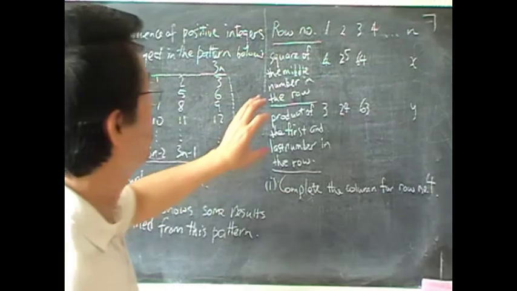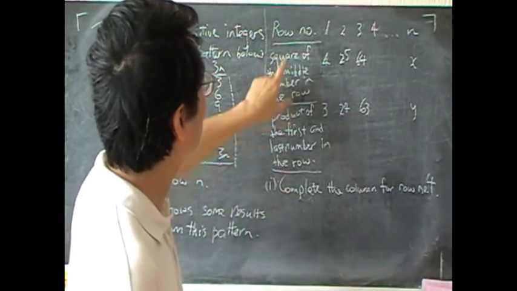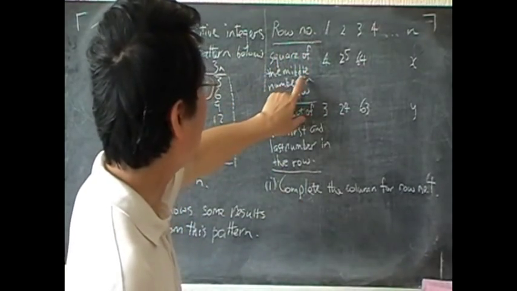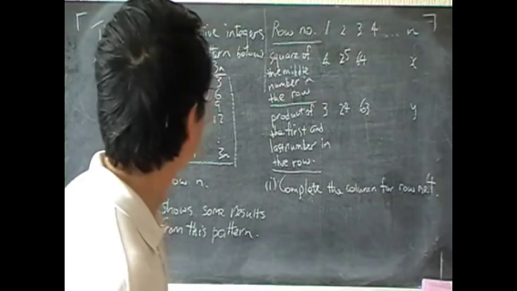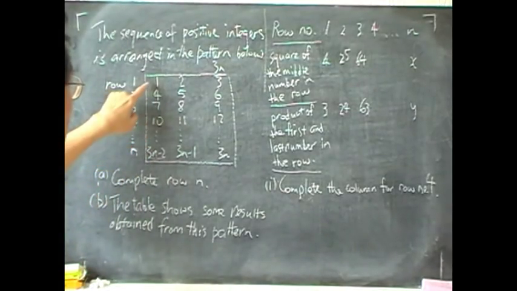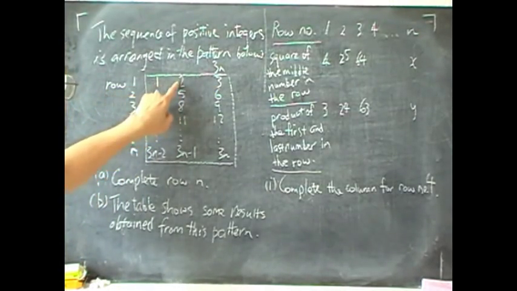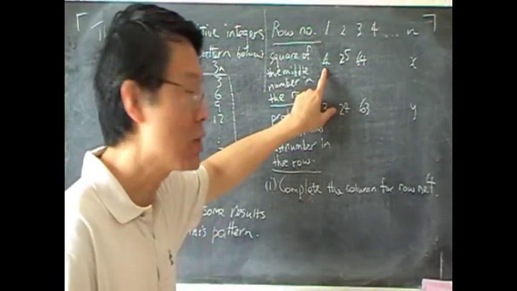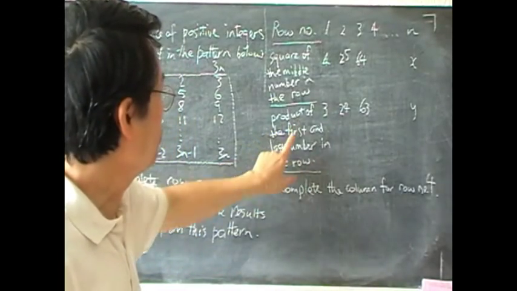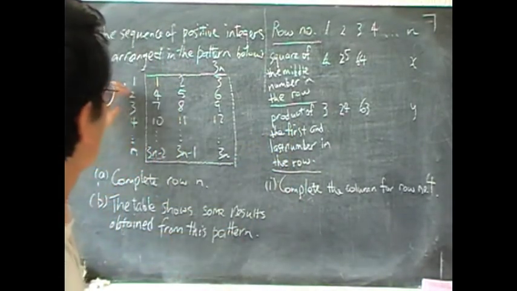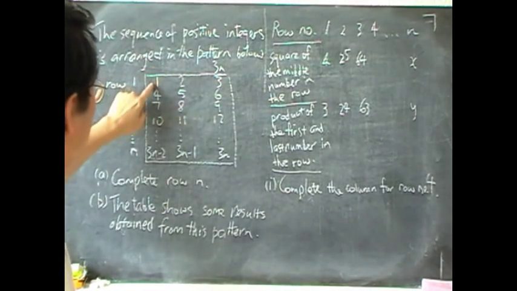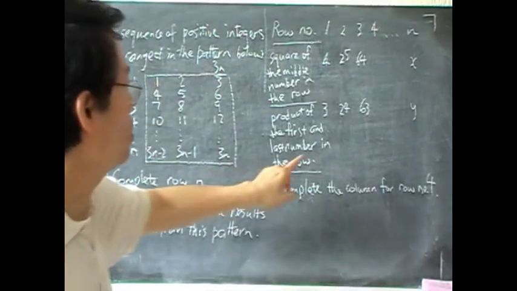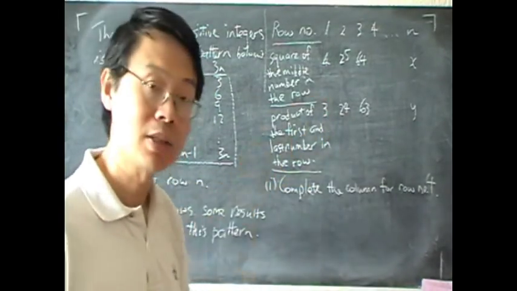So now, if we think about this table, in row number 1, the square of the middle number in the row. Now the row number 1 is this row, the middle number is the 2. So the square of the 2 is 4. So now we understand the 4. Product of the first and the last number in the row. The row is this row. First number is 1, last number is 3. Product is 1 times 3, which is 3. So we can understand that.